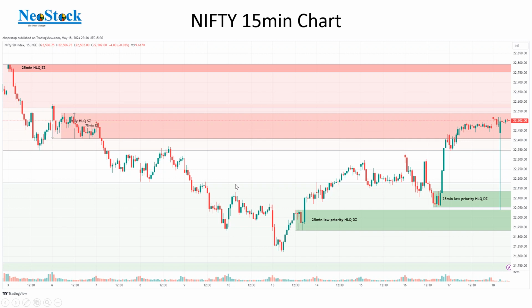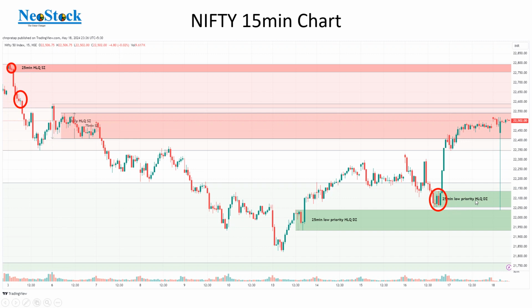This is a 15 minutes chart. See here again you have a drop, base, drop. Again you have drop, base, drop. This is the drop candle, two base candles and a drop candle. This is a high liquidity supply zone. Apart from that, there are two more high liquidity demand zones, this is the one.